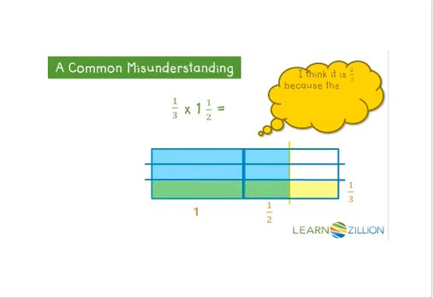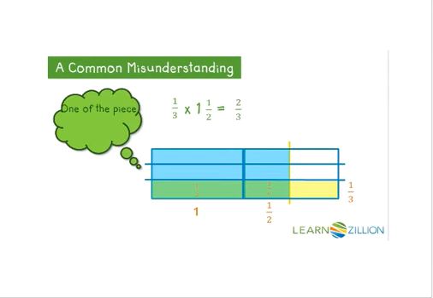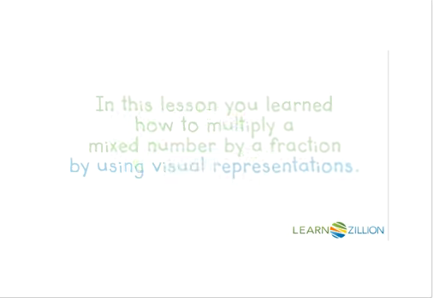A common misunderstanding happens when students have trouble reading the area model. This student says they think it's 2/3 because there are 2 green pieces by the label 1/3. But it's not really 2/3. One of the pieces is half of 1/3, which is 1/6. The other piece is equal to 2/6. So when we add them together, we get 3/6, which is equal to 1/2.